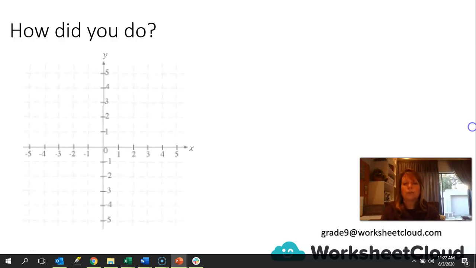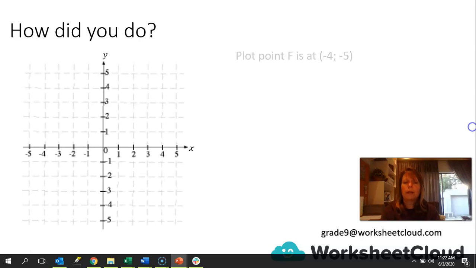Right, how did you do? Okay, there's our Cartesian plane. The first thing that you had to do was plot point F at minus 4, minus 5. So let's have a look where that is. Can you see? X is minus 4, y is minus 5. So that would be point F.